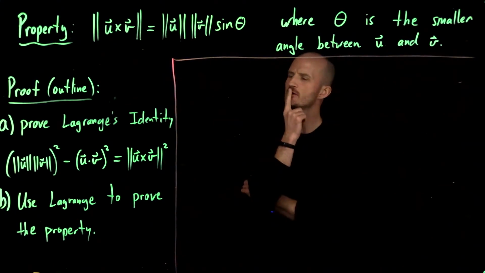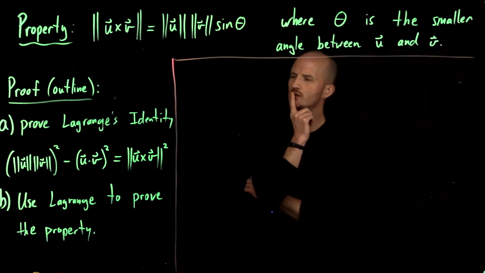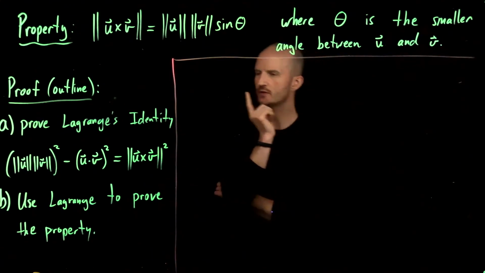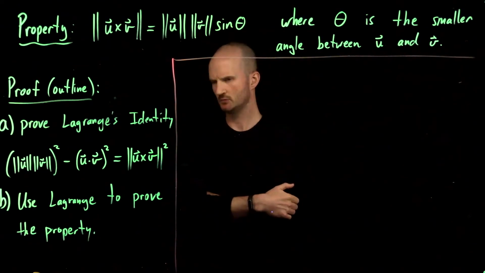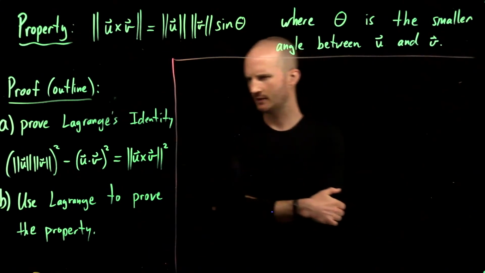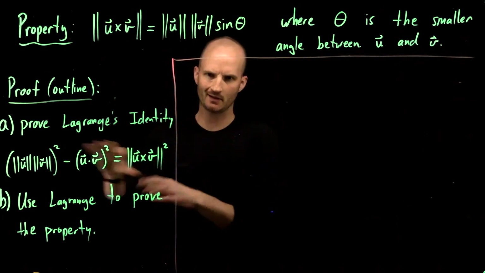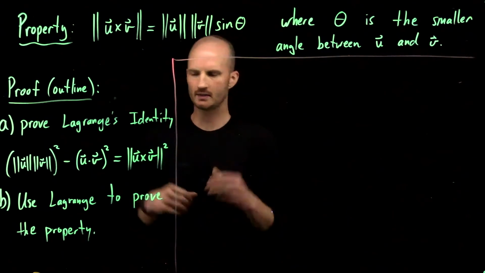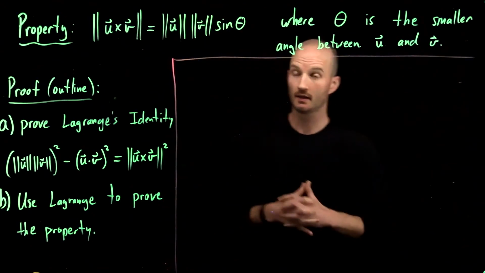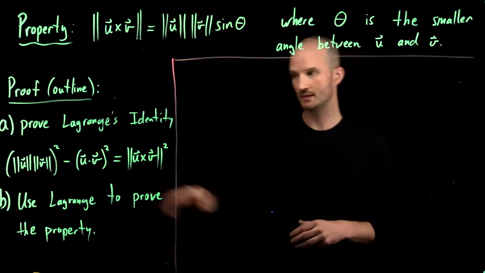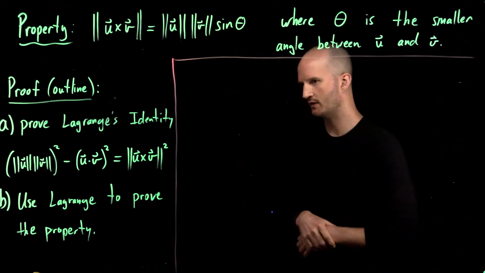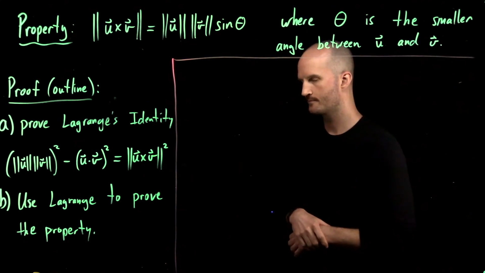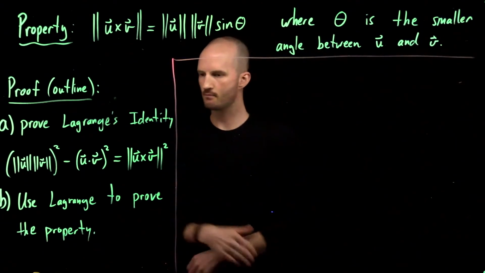I can't remember. Do you let u equal x, y, z, v equal x2, y2, z2, and then work it out like that? Anyways, I forget which one it is, but you basically have to plug in a bunch of stuff and then work out the left-hand side and the right-hand side. At the end you see everything cancels nicely and you get the same thing on both sides after half an hour. Okay, once you have that, part B is pretty straightforward.